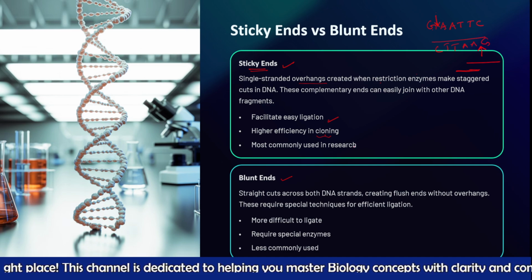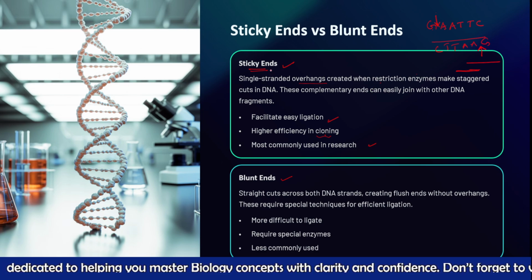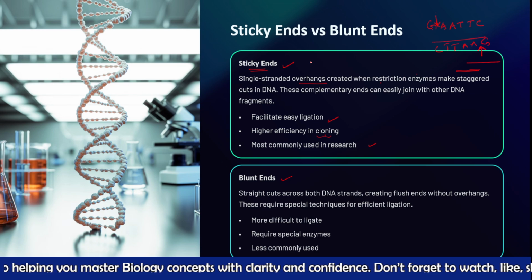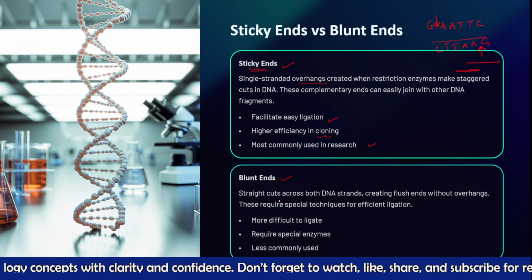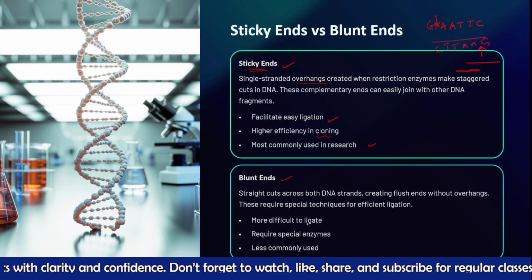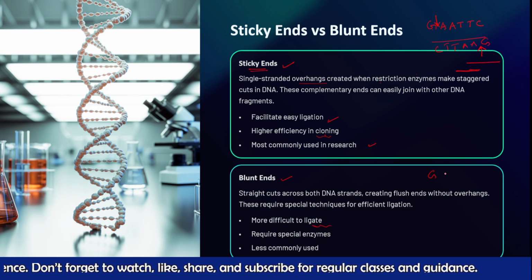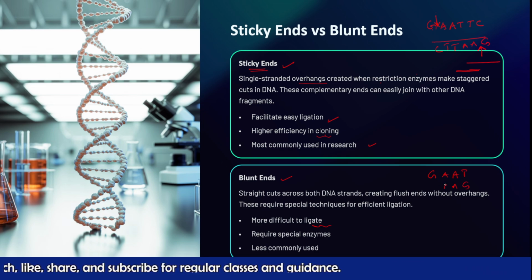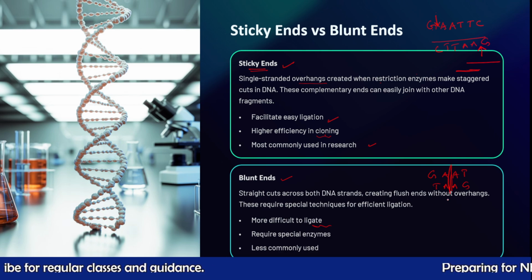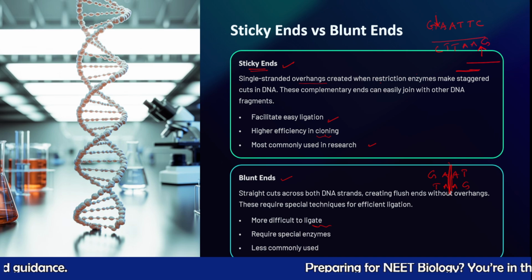The most commonly used in research are the restriction enzymes which make sticky ends. There are certain restriction enzymes that cut blunt ends also. Blunt end is very difficult to ligate. Blunt end means, for example, GAAP, like this. The cut will be like this. So only one side, a straight cut, which causes the blunt end.